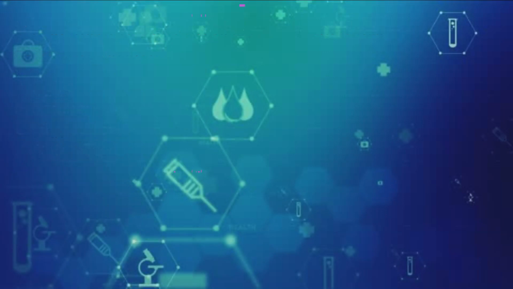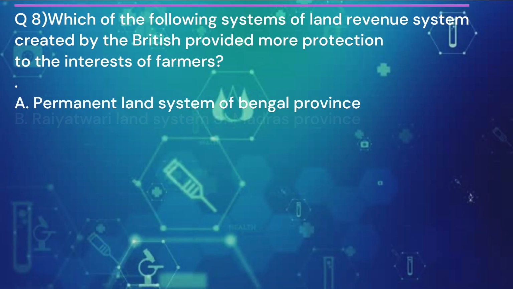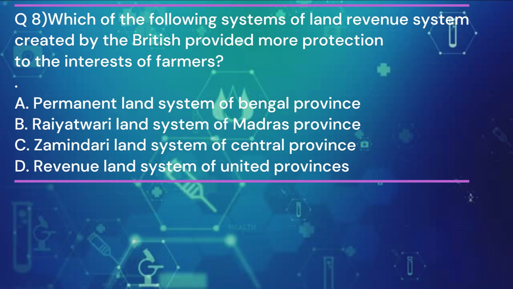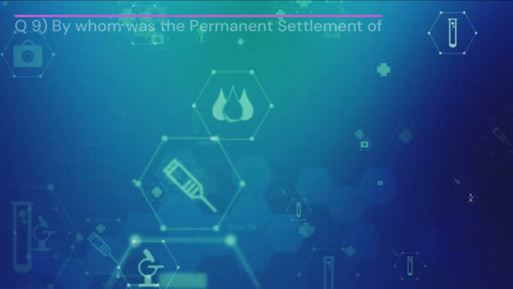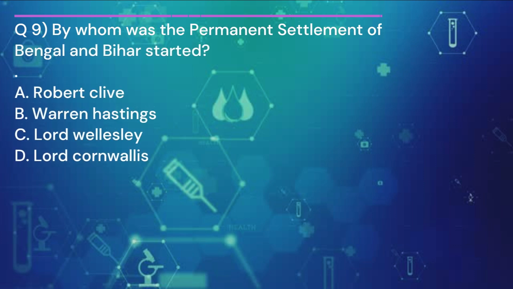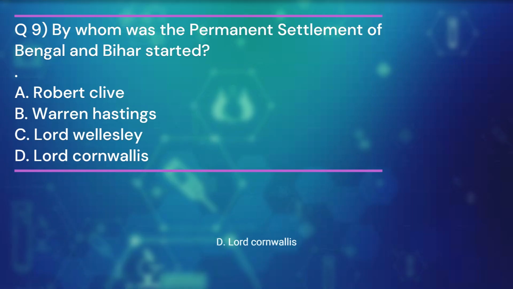Bombay. Question 8. Which of the following systems of land revenue system created by the British provided more protection to the interests of farmers? And the answer is B. Rayatwari land system of Madras province. Question 9. By whom was the permanent settlement of Bengal and Bihar started? And the answer is D.